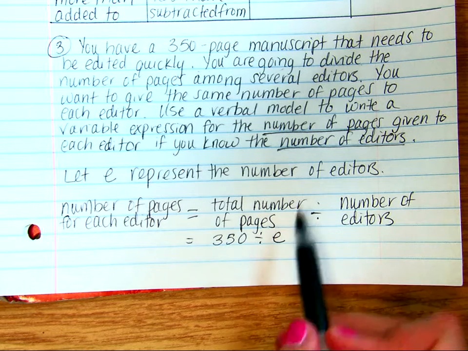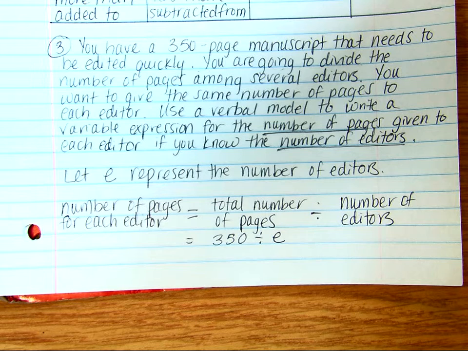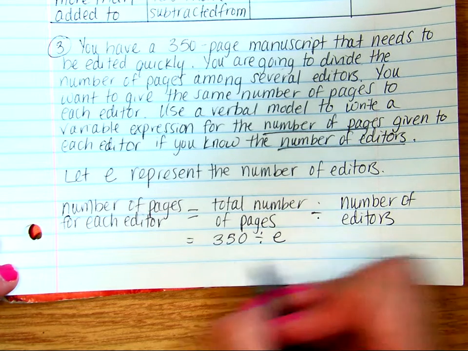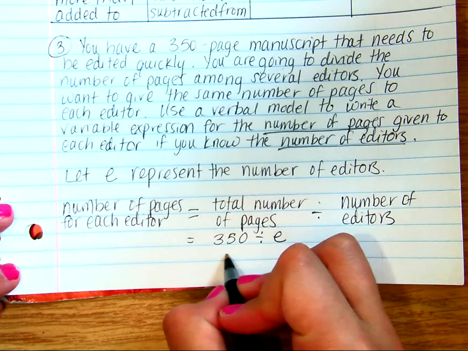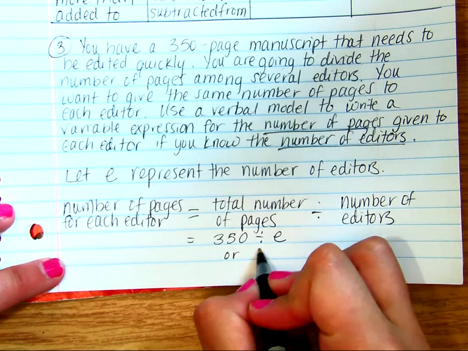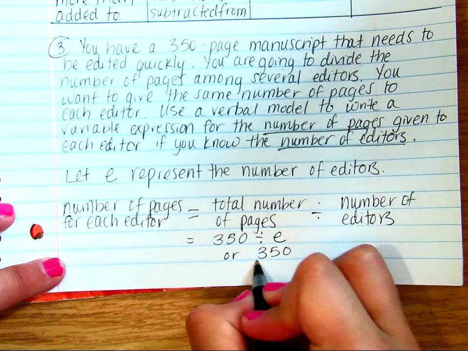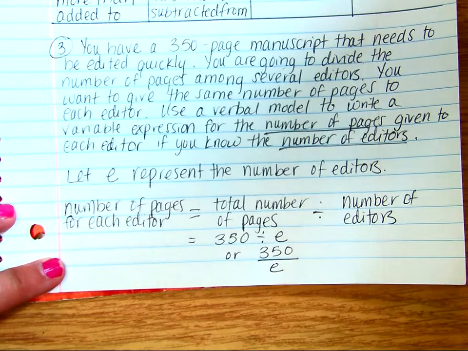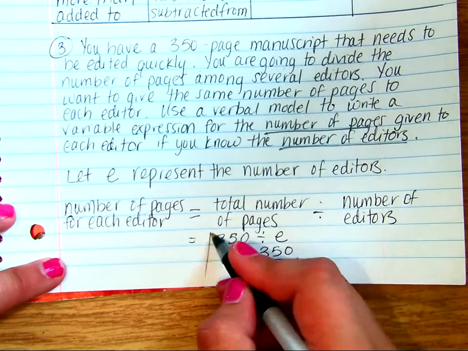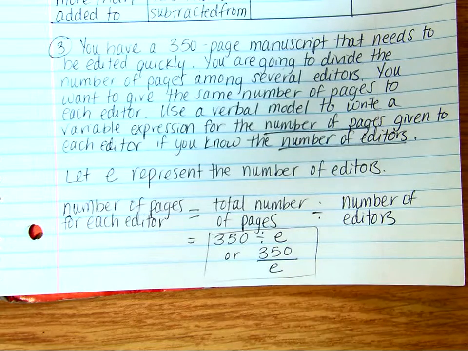Now another way to represent division is by using a fraction bar, which actually is a good habit to get into. So we'll say 350 divided by E, or you could say 350 divided by E that way, using a fraction bar. They both mean the same thing. And we are done writing our variable expression.